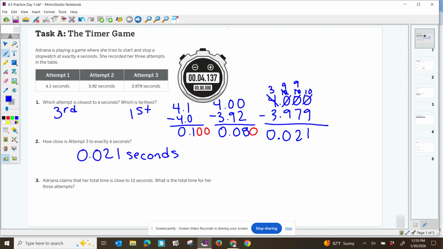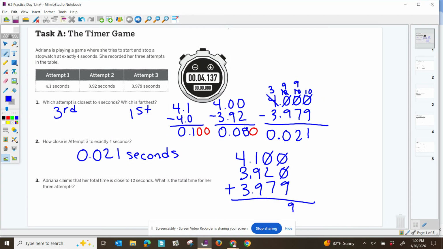Then it says she claims that her total time is close to 12 seconds. Yeah, it's really, really close to 12 seconds. So if you take 4.1, but I'm going to put a couple extra zeros to balance it out, 3.92 with an extra zero, and 3.979. Here we go. And I'm going to add all this together.